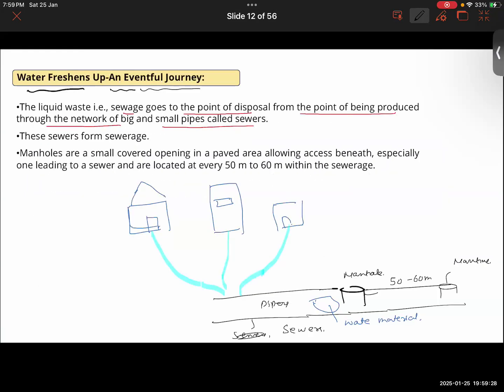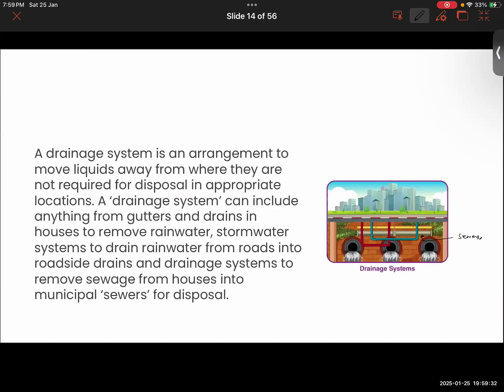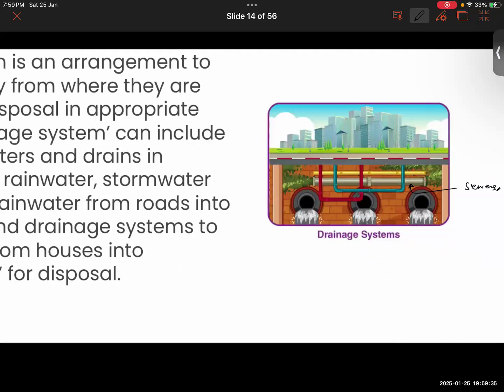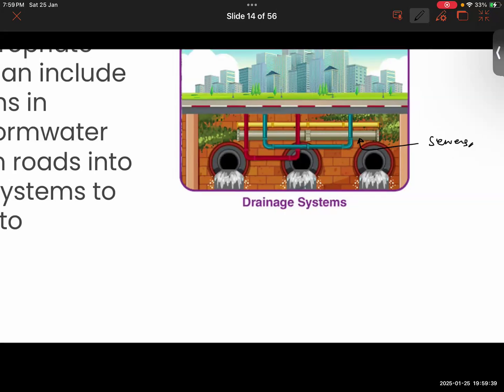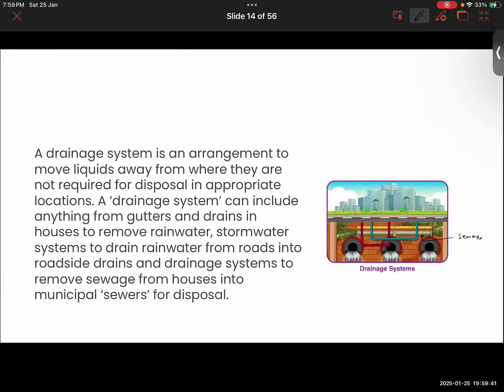And like all this network of pipes, there are so many pipes under the ground, and they form a network. There's a network of these pipes, and that forms the sewerage system or the drainage system.